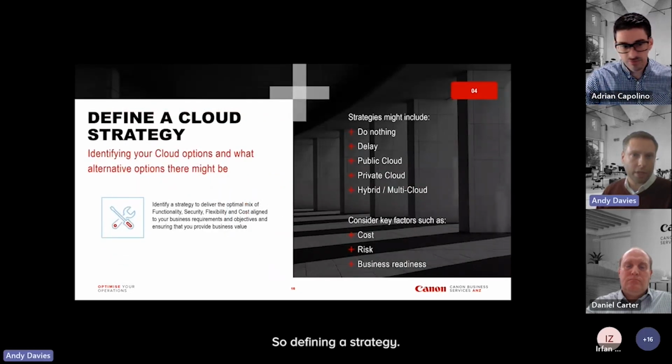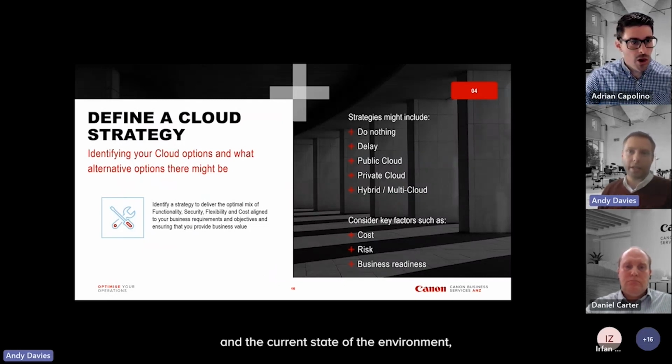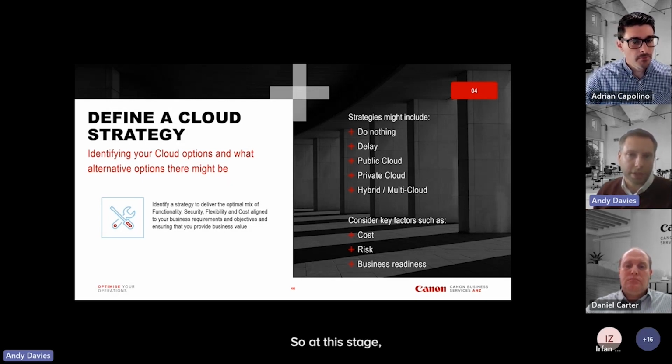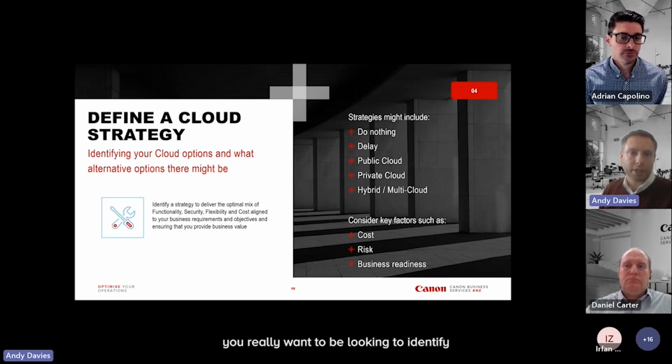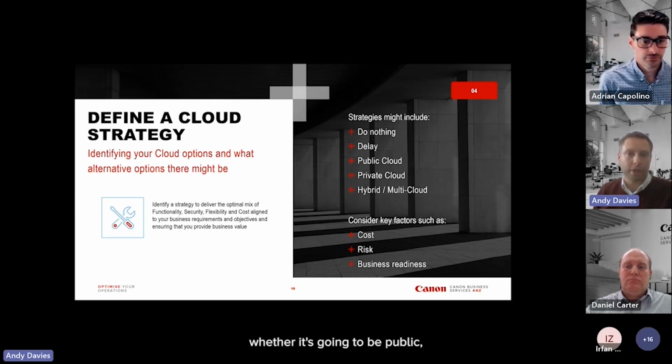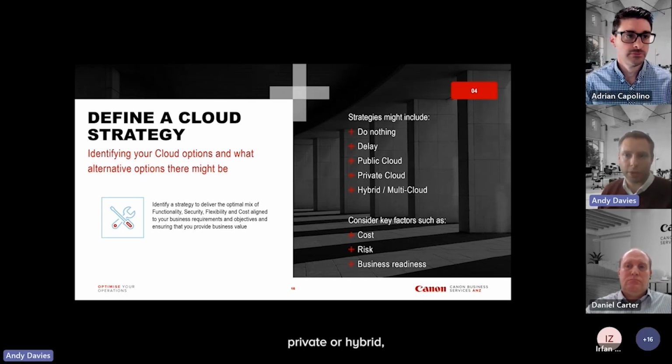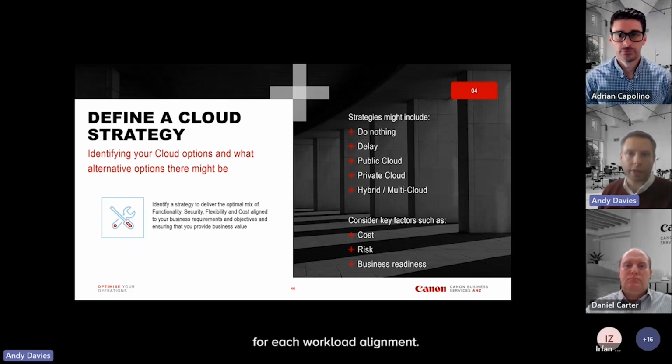Okay, so defining a strategy. Once you've really understood the business, the financial context, and the current state IT environment, you'll then move into defining your cloud strategy and what that's going to look like. So at this stage, you really want to be looking to identify suitable cloud models, whether that's going to be public, private, or hybrid, and then taking into account the requirements for each workload, aligning them to the functionality, security, flexibility, and cost requirements.